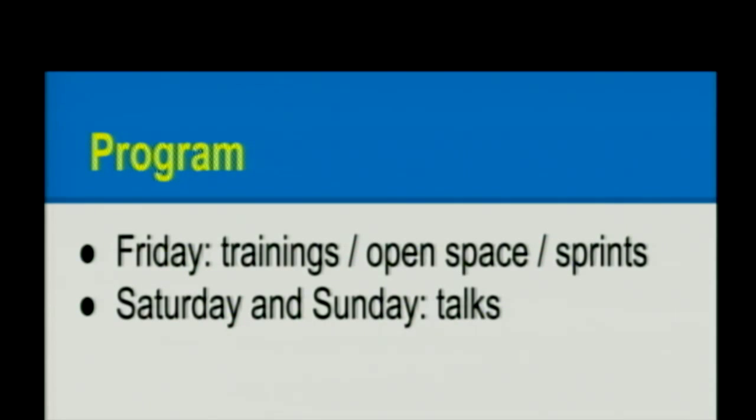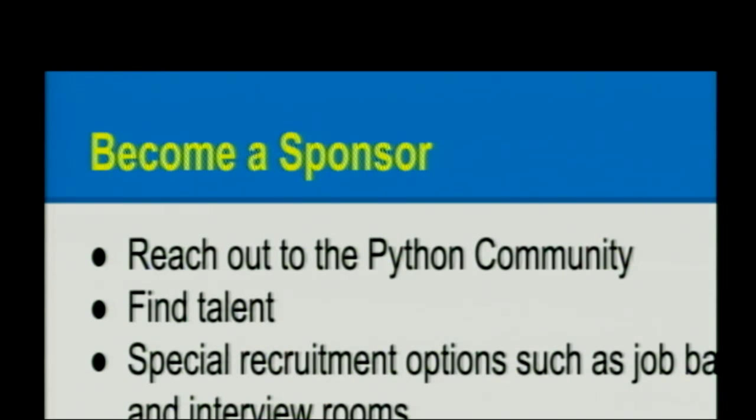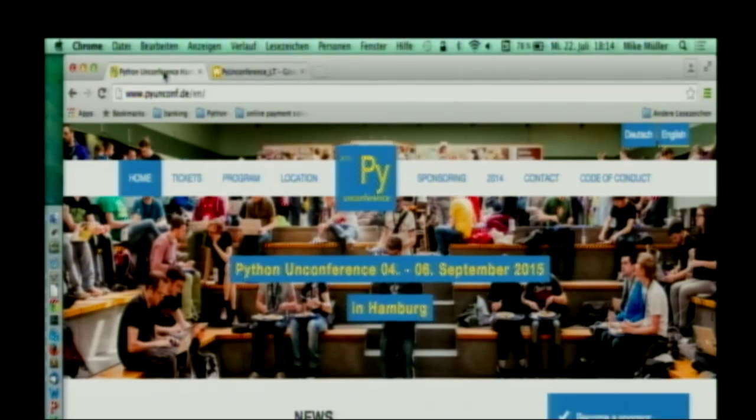You can come as an attendee, but you can also look for sponsors. So if you want to reach out to the Python community, the people that gather in Hamburg, you can come and find some talent there. We even have some special recruitment options. So if you look for people, come, and we have a job board, and we have interview rooms. So that's a URL, and this will be the website. That's the unconference website, and everything will be in English and in German. So you can have English talks or German talks, whatever you prefer. Thank you very much.